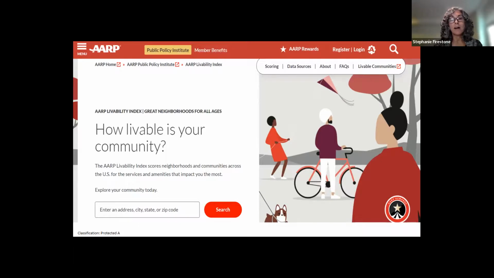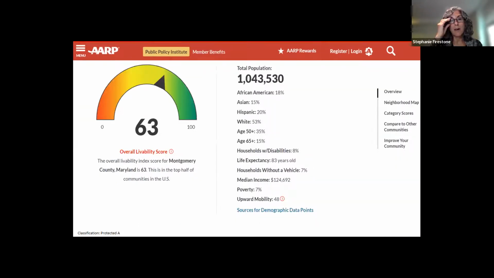So next slide, I just went in and did Montgomery County, Maryland, which is where I live. So you can see how it gives an overall livability score. Don't think that 63 is low. It's actually on the very higher end. 100 is impossible. And I think the highest score is in the 80s somewhere.